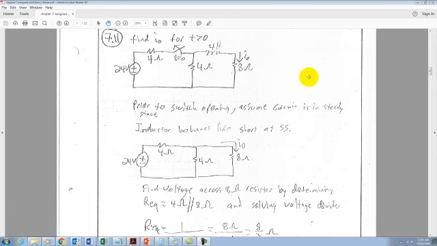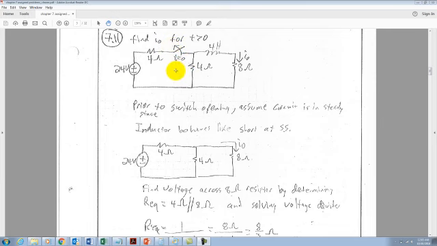In problem 711, you're asked to find i₀ for t greater than 0, and i₀ is going to be this current through here, which happens to flow through the 4 henry inductor and the 8 ohm resistor branch. You're also told that this switch opens at t equals 0.